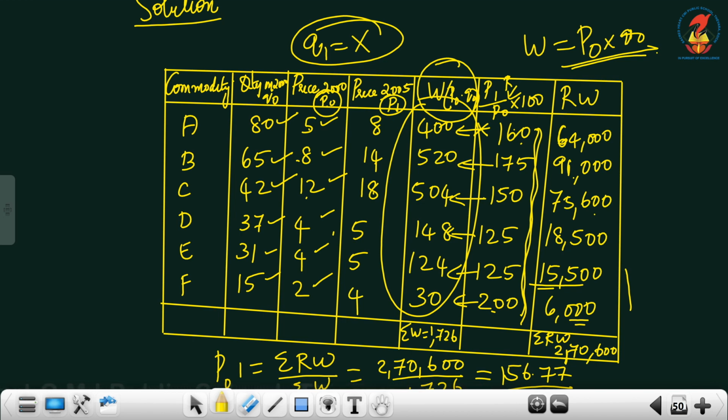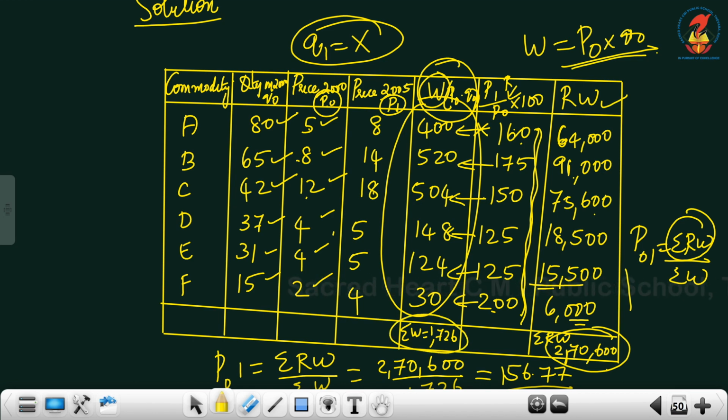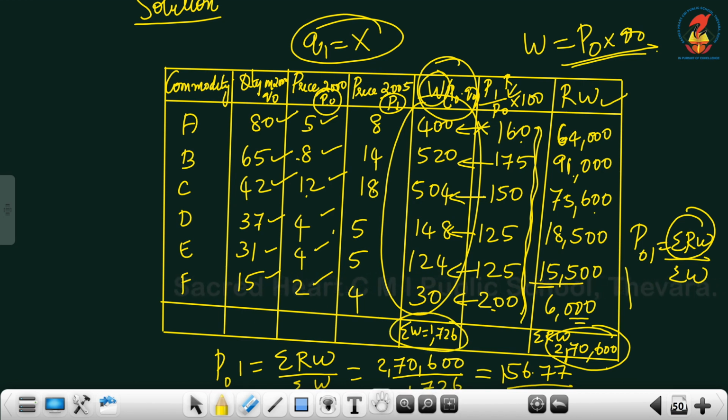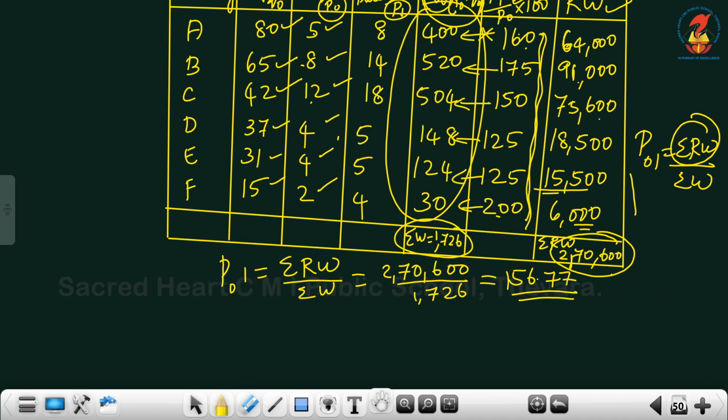Now we need to find the total sigma RW, because you know the formula is P01 is equal to sigma RW by sigma W. The total of RW is 2,70,600, divided by sigma of W. This is the value of W, isn't it? The sigma of W is 1,726. When you do that, the index number that you get is 156.77. This is the index number.